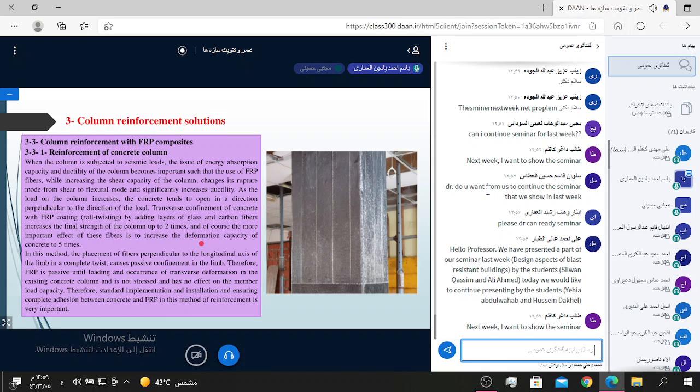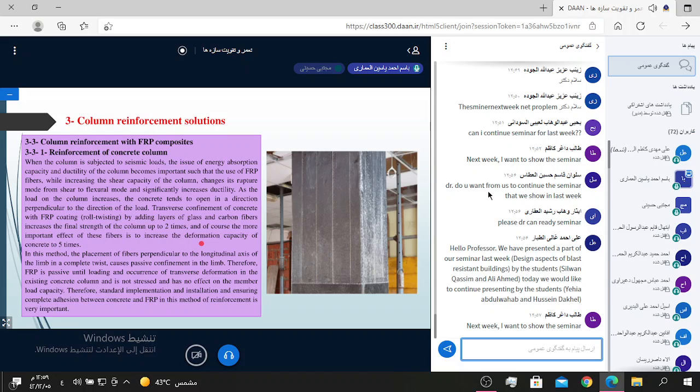Concrete tends to expand in the direction perpendicular to the direction of the load. Coating by adding layers of glass and carbon fiber increases the final strength of the column and supports more deformation capacity of concrete up to 5 times. A placement of fiber along the longitudinal axis of the limb completes it twice.